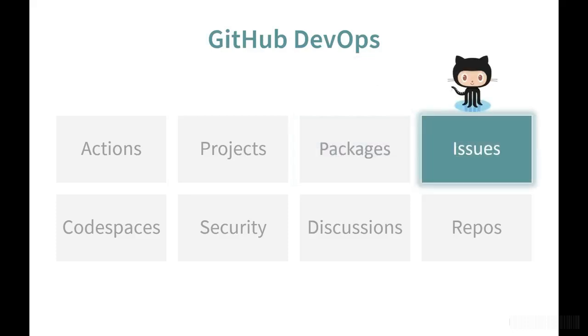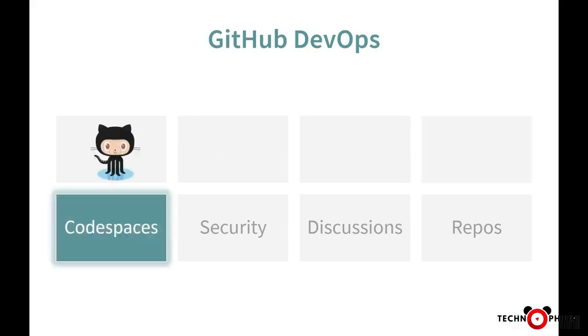GitHub Issues facilitates tracking bugs, tracking enhancements, and tracking tasks with a robust issue tracking system. Azure Boards offers an equivalent feature for project management and issue tracking. GitHub Codespaces provides a cloud-based development environment, ensuring consistency and flexibility in your workflow. Microsoft previously offered Visual Studio Codespaces, a similar service which has since been integrated into GitHub Codespaces.